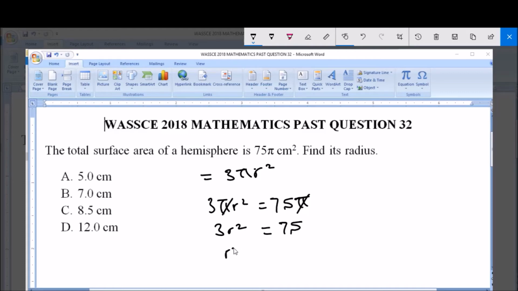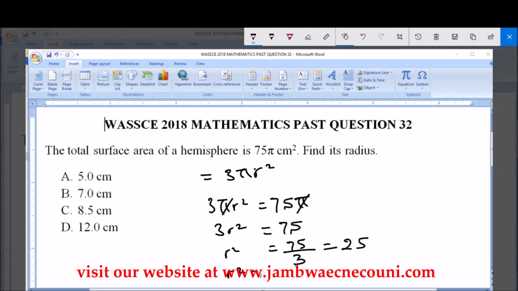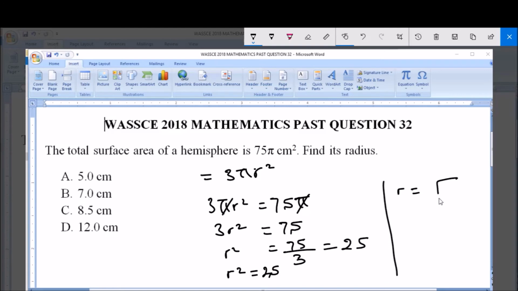Now from here I can see r² is equal to 75 over 3, and this is equal to 25, meaning that r² is equal to 25. Now from here we can see r is equal to the square root of 25, and therefore r is equal to 5.0 centimeter, and this is option A. So this is the answer to this question, that is the radius of this hemisphere is 5 centimeter.